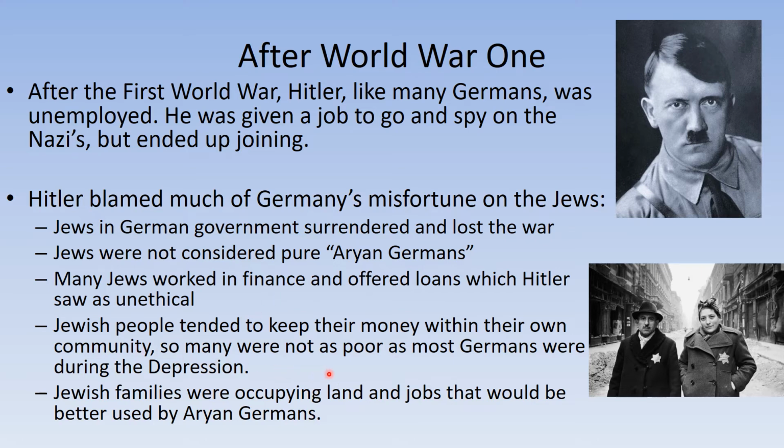Jewish people tended to keep the money within their own community during the Great Depression. Now, this meant that the Jewish community in Germany was quite small. It was only about 500,000 at that time. And during the Great Depression, if you were a Jewish family, you would go to a Jewish butcher to buy your meat, and you would go to a Jewish barber to get your haircut. And that kept the money within the Jewish community rather than spreading it out within the entire German economy. Jewish families were occupying land and jobs that could be better used by Aryan Germans.